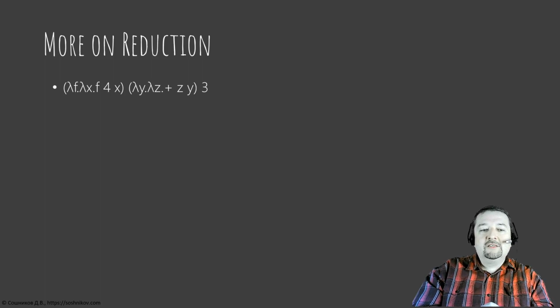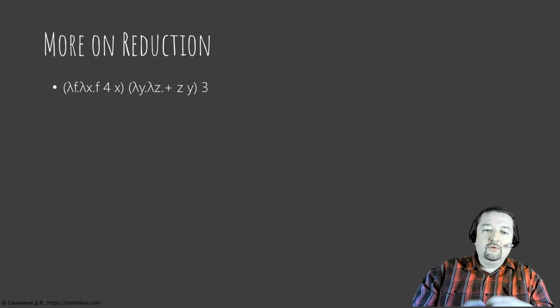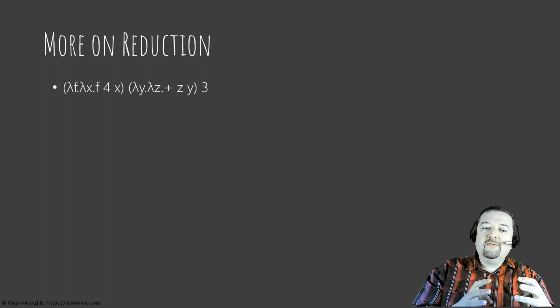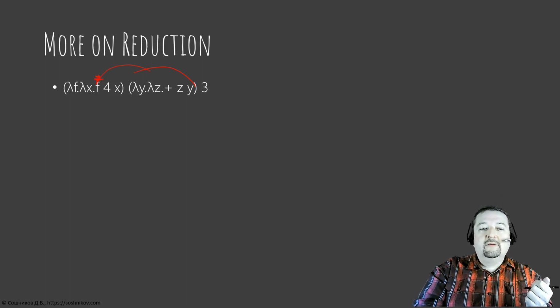So I would start with this simple example. We have this lambda expression, and the meaning of this expression is that first of all we have lambda f lambda x f of 4x. So it's basically applying a function. It's a function which takes in the function f and the argument x and applies them to each other. And the second argument is lambda y lambda z plus zy, which is essentially a plus function. Then I pass this plus function to the first function, so it should go instead of this f. So this f would become plus, and x would become 3. So it would actually compute 4 plus 3. That is the essence of this expression.